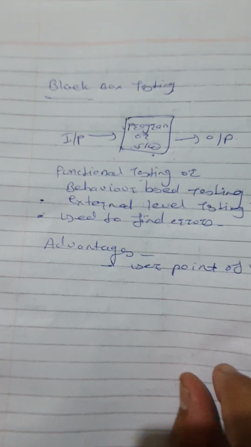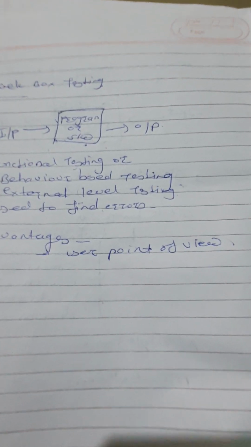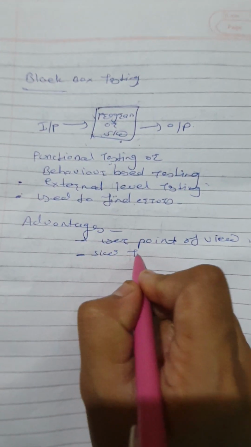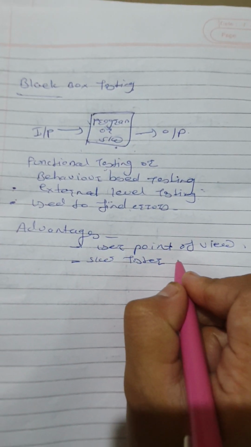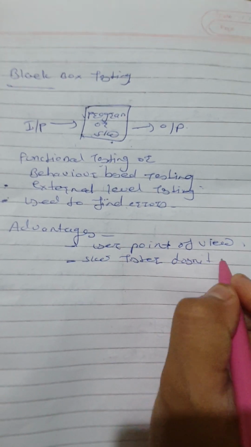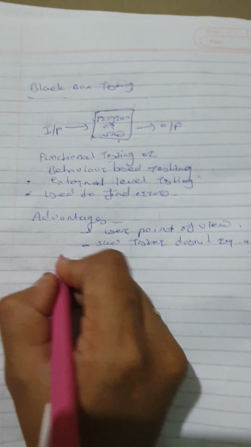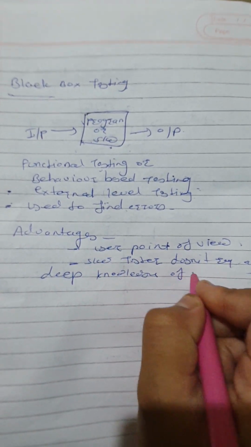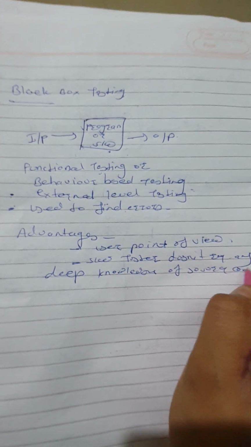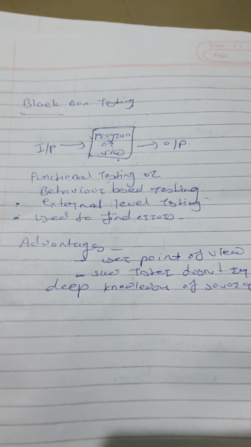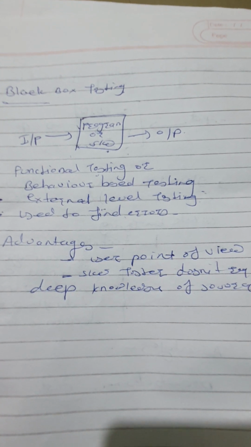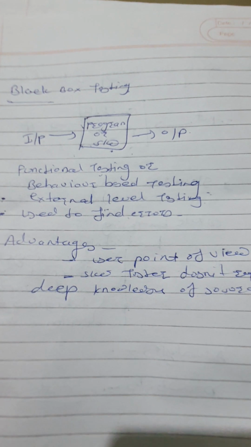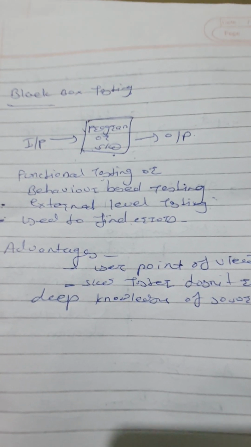How is black box testing performed? It is performed from the user's point of view. And the second advantage is that the software tester doesn't require any deep knowledge of source code. So in short, black box testing is performed when specifications are done.